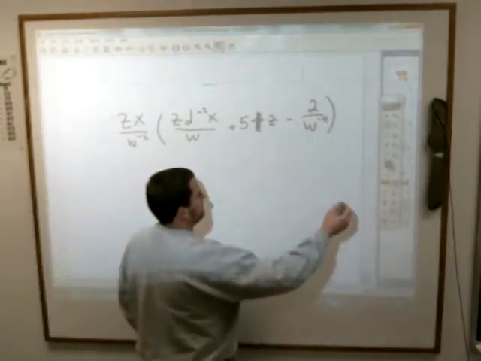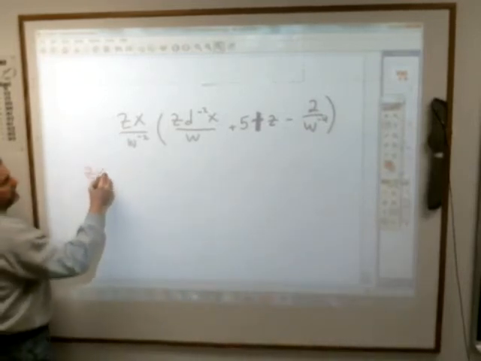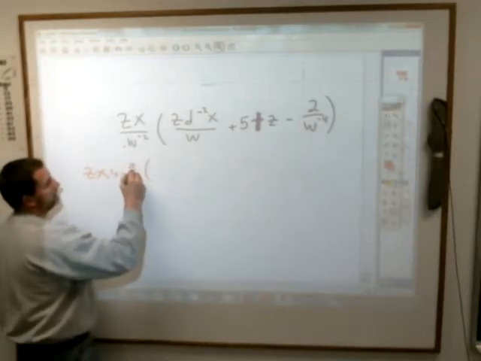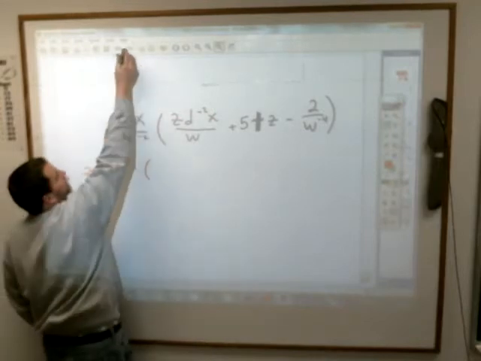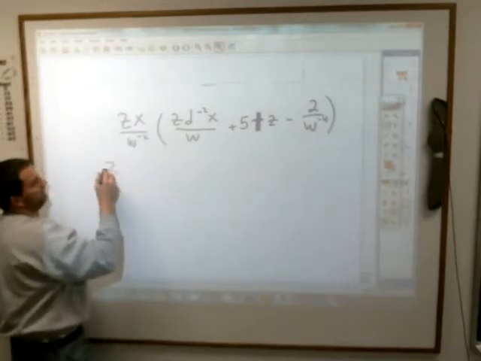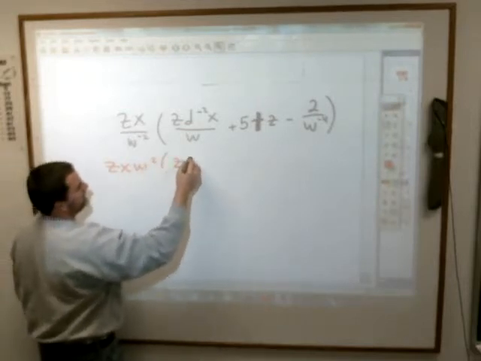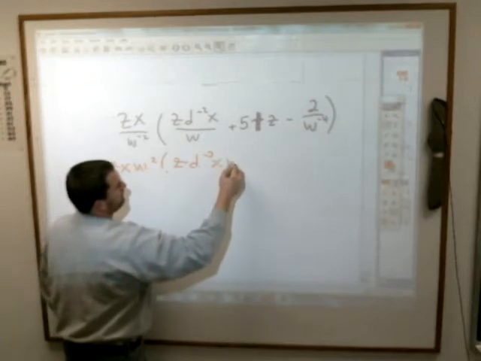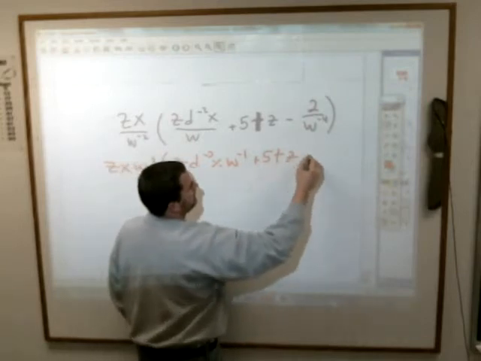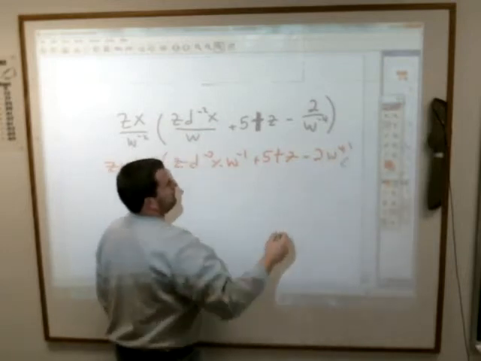Again, my way to do this would be to bring everything to the top so you get zxw squared times, that's going to mess me up. I'm going to try that all over again. zxw squared times, in parentheses, z d negative 2 x w negative 1 plus this one already is 5tz minus 2w to the 4th. If you don't get that, you'll leave yourself in a little hole.